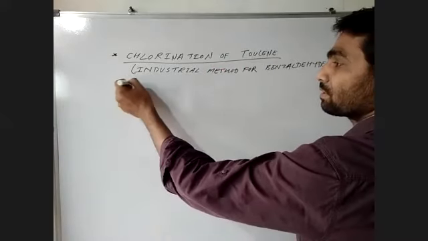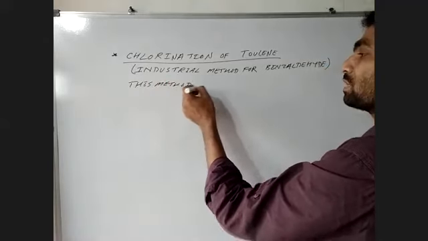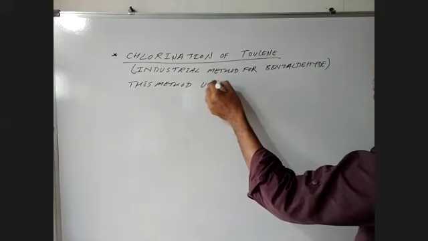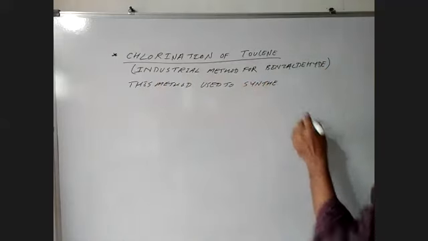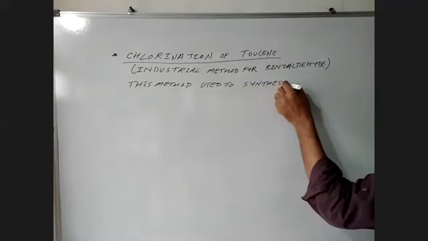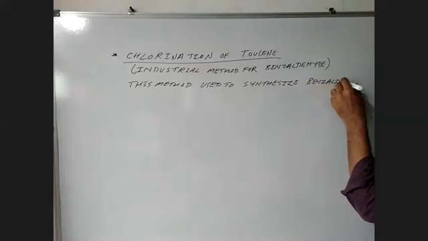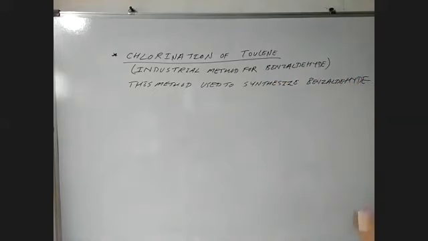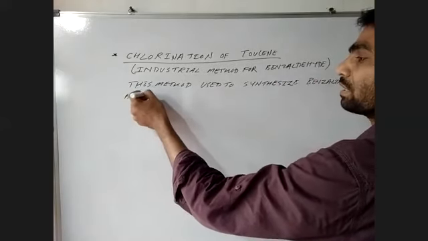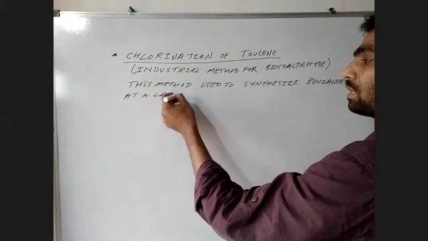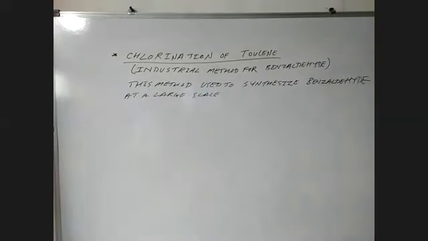So you can write: this method is used to synthesize benzaldehyde at a large scale, therefore it is called the industrial method.